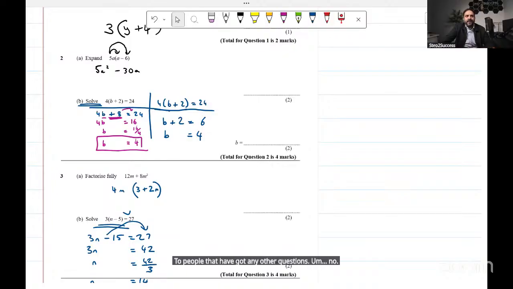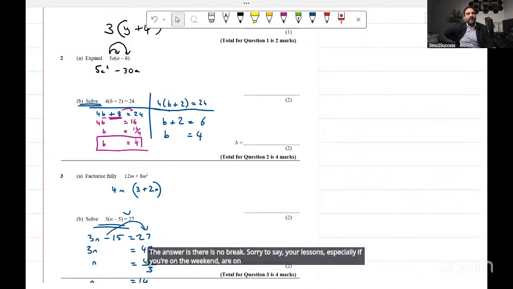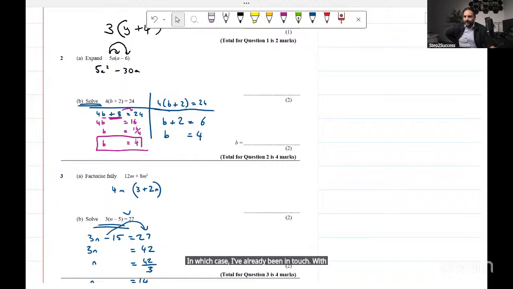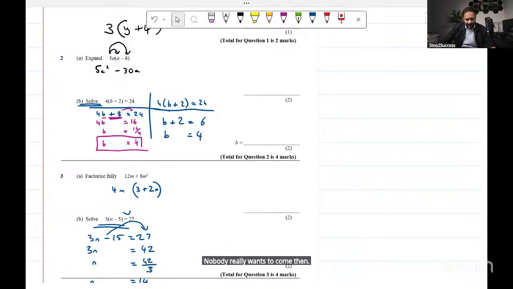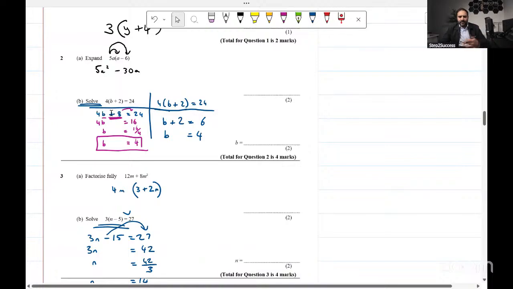No, the answer is there is no break. Sorry to say. Your lessons, especially if you're on the weekend, are on as normal. The only tricky one is if your lesson falls on a Thursday, in which case I've already been in touch with your parents about shifting it, mainly because Christmas Day and New Year's Day are on a Thursday, and nobody really wants to come then. But it doesn't affect the weekends.